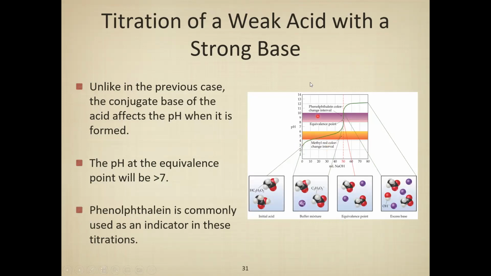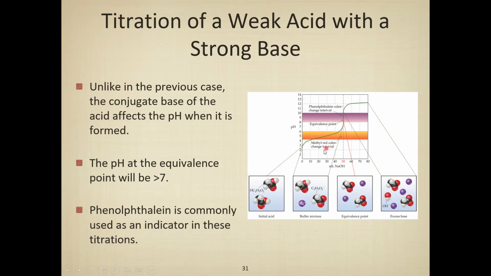But when we have a weak acid, weak base, what we're going to see is a slightly different shape to this curve. So we're going to start up a little bit higher in the pH just because it's going to be that weak acid. And then with the equivalence point, what we're going to see is, in this case, it's actually going to be a little bit above 7.